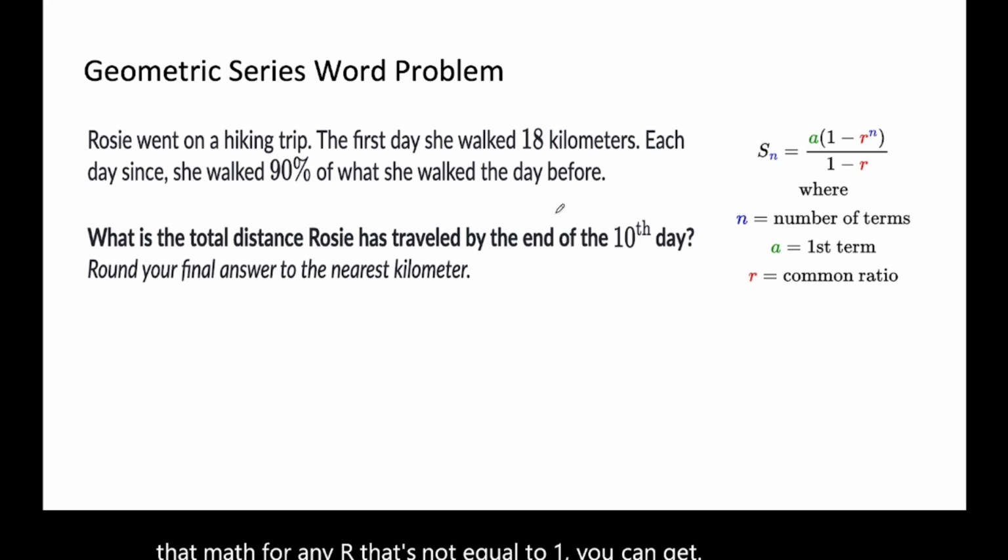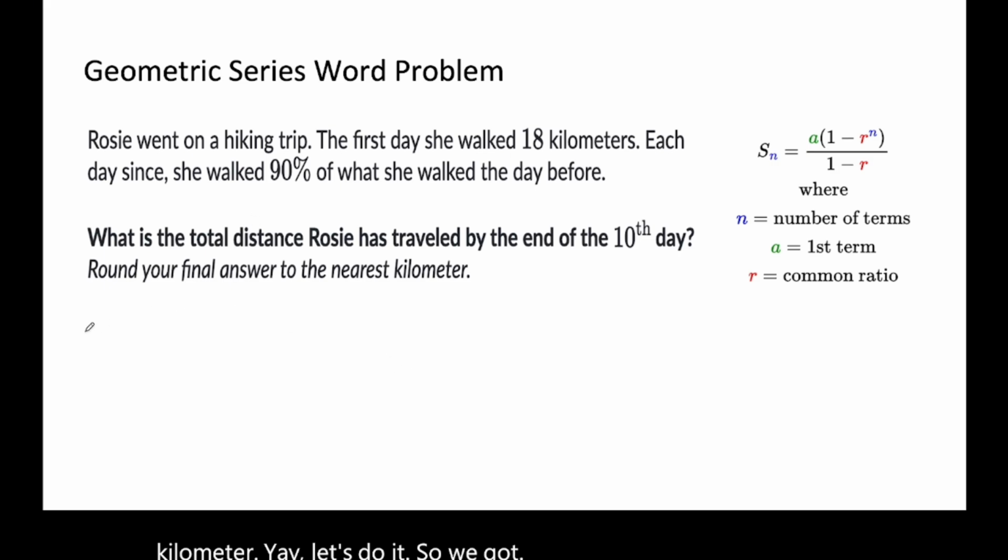Let's do a geometric series word problem. Yes, let's do one of these. So Rosie went on a hiking trip. The first day she walked 18 kilometers. Each day since, she walked 90% of what she walked the day before. What is the total distance Rosie traveled by the end of the 10th day? We want to round this answer to the nearest kilometer. Let's do it. So, what's this big equation here? Put this equation in.